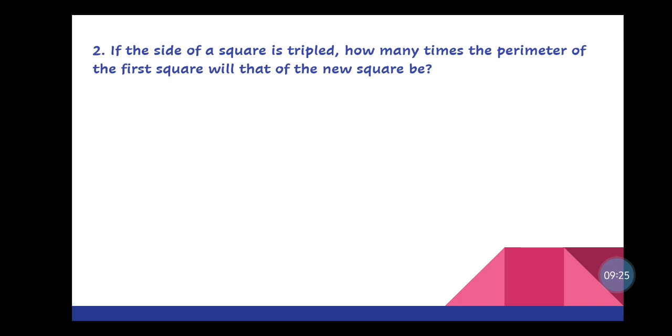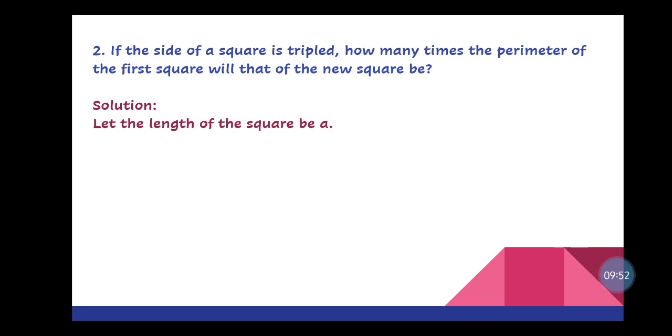Second question. If the side of a square is tripled, how many times the perimeter of the first square will be that of the new square? Now, the side of a square is tripled, and they are asking how many times it will be. It is just the same as the previous one. If you are tripling anything, it will be 3 times. So let's see the solution.